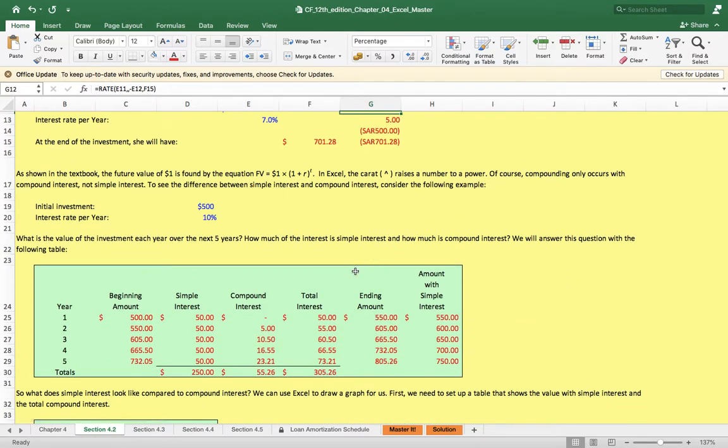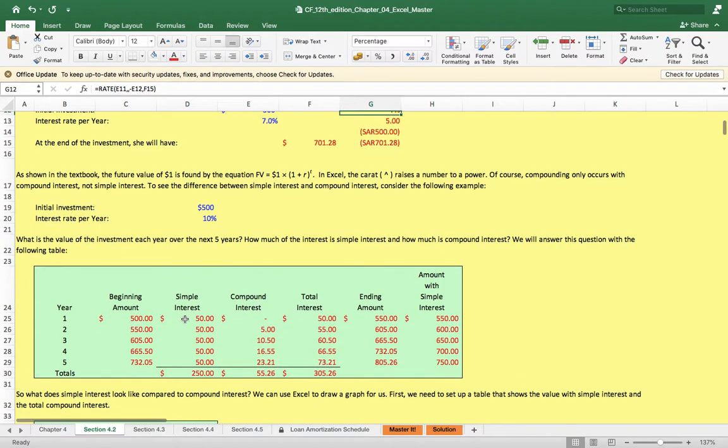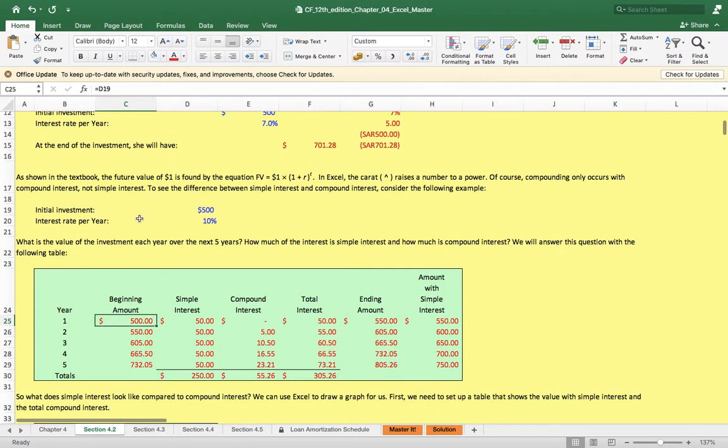Now it is the time for differentiating the simple interest and compound interest. See here, the beginning amount is 500. Interest rate is 10%. Then if beginning amount is 500, simple interest will be how much? 500 multiplied by rate of interest. That is equal to $D$19 multiplied by $D$20. Why did I freeze the row and column? Because this amount of simple interest will be the same for 5 years.